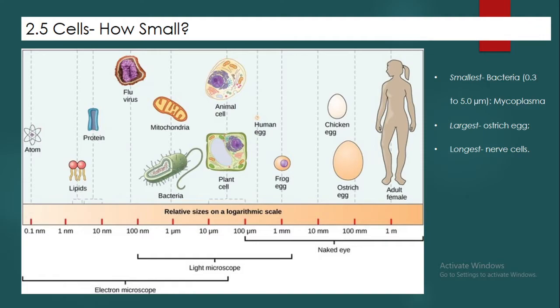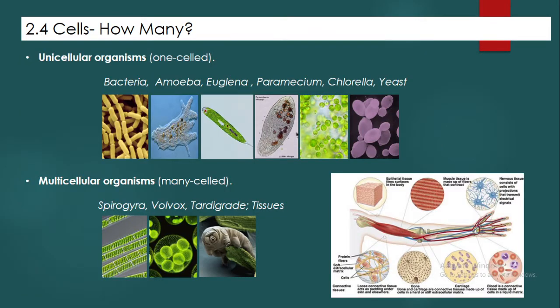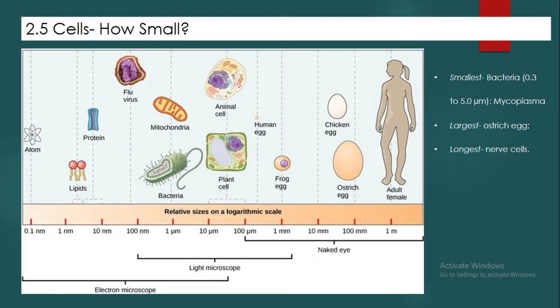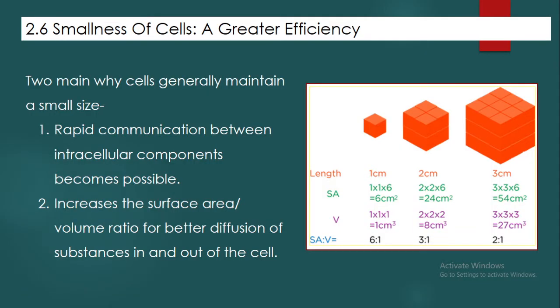Okay. So in our previous class, we have discussed the various features of the cell: size of the cell, unicellular, multicellular, cell theory. All of this we have discussed. Now we'll be moving on to the next important feature of the cell, that is efficiency. So what is the meaning of efficiency?